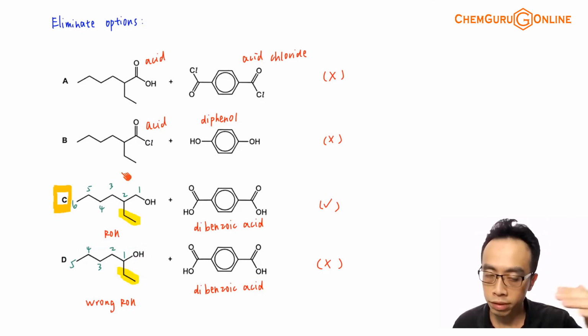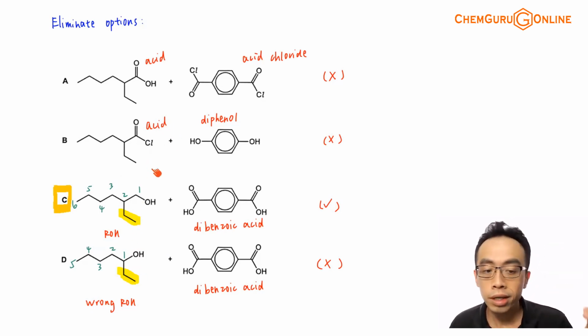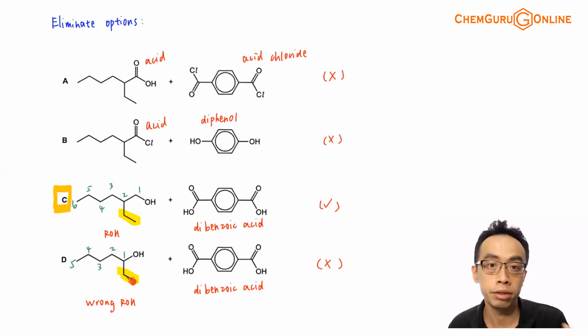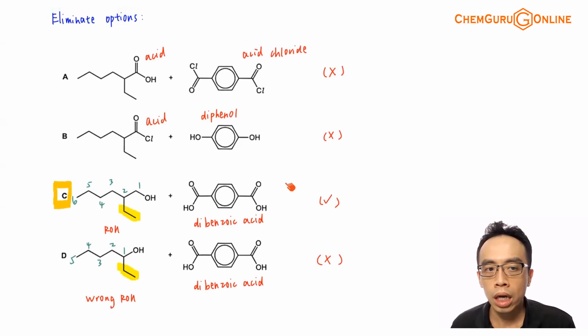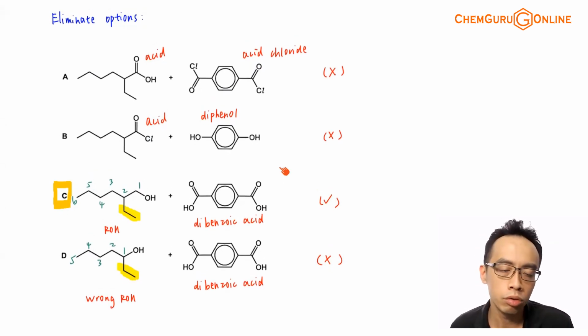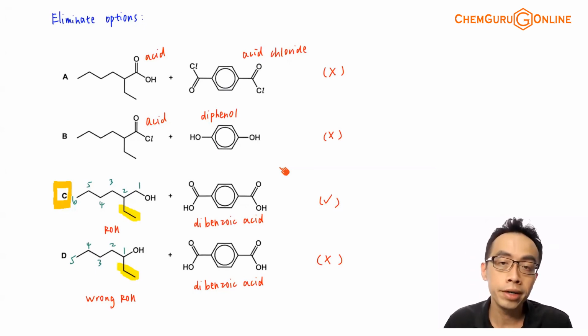But if I compare this with C, I think it is easier for us to compare in this way. We say that for option C, the alcohol is 6 carbon long, and for option D, the chain is only 5 carbon long. Actually, the carbon chain is different, and of course, we know that D, even though it has an alcohol functional group, is the wrong alcohol. So D definitely is wrong. Now, based on the available options that we have, the only possible correct answer to this question will be option C. Alright, so that is the discussion involving this exercise.